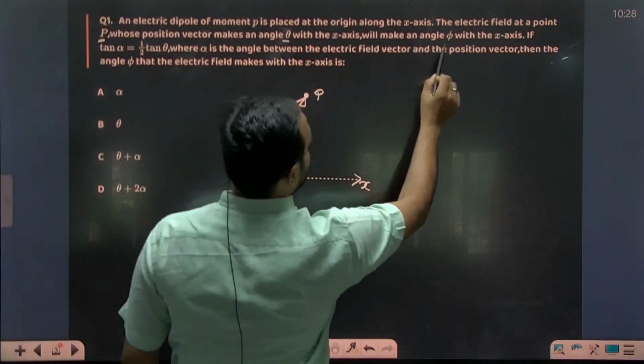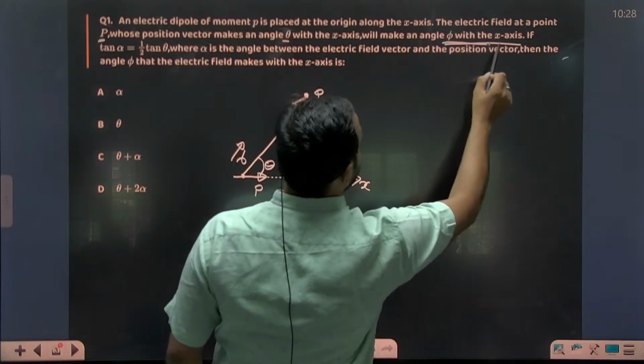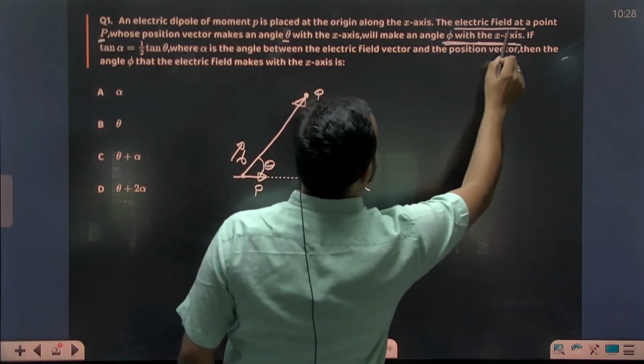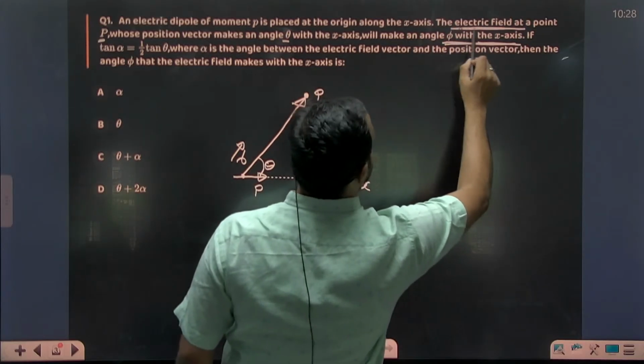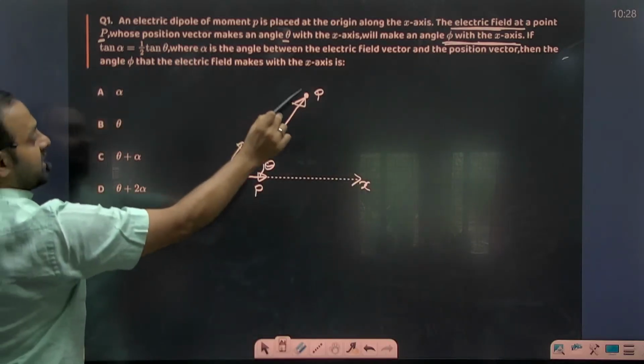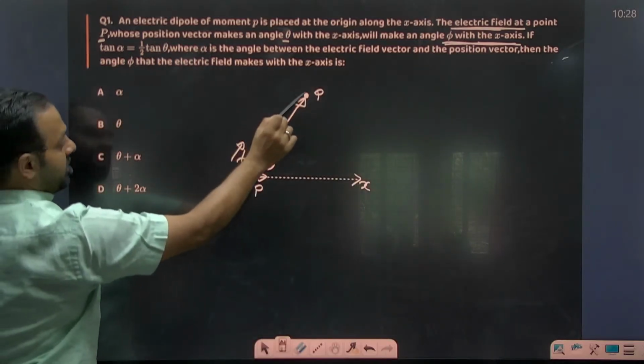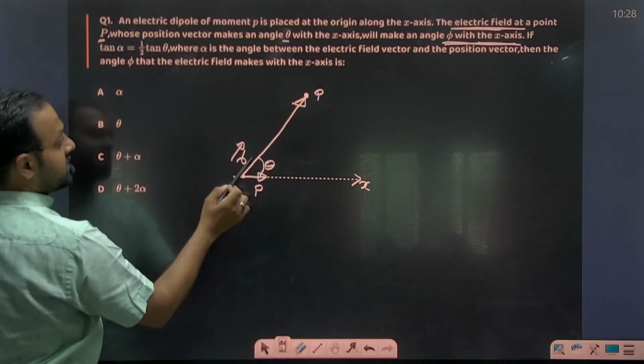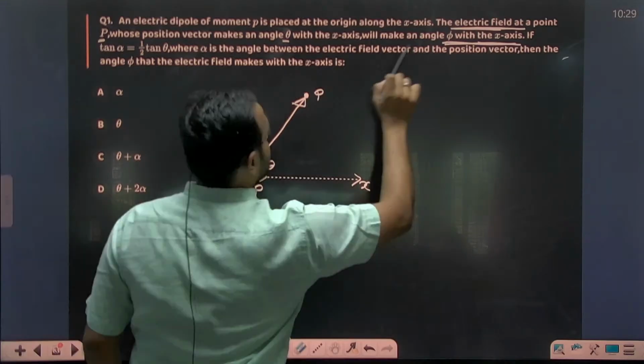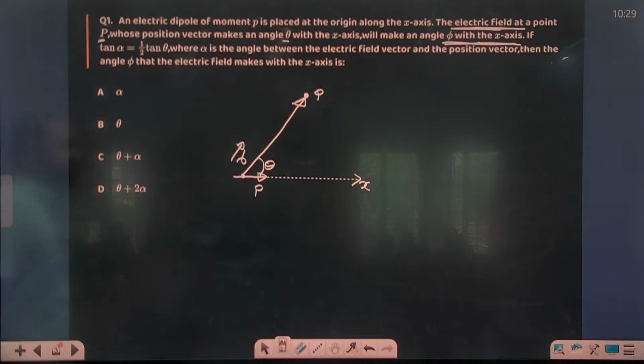Will make an angle of phi with the x-axis. What is making an angle of phi with the x-axis? The electric field. The electric field at a point P whose position vector makes an angle theta, and the electric field angle is phi.